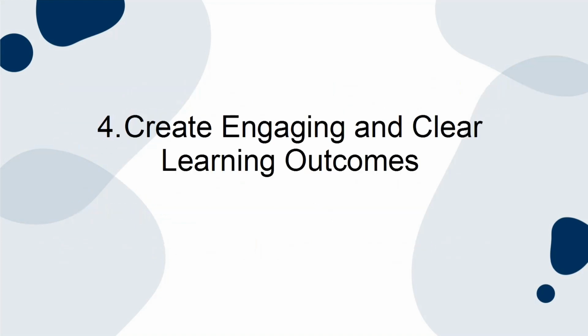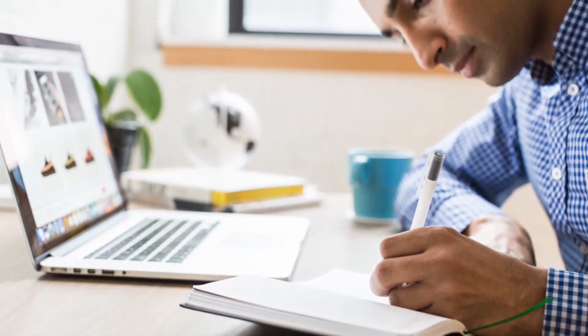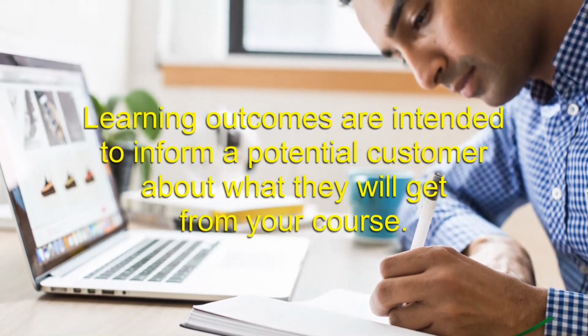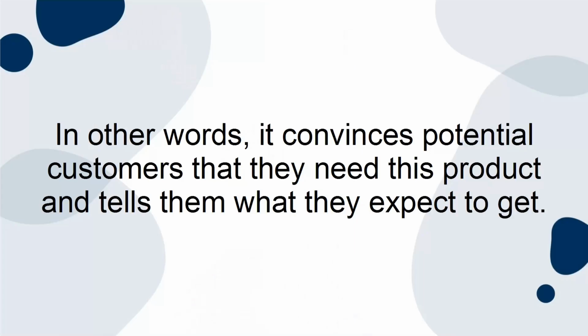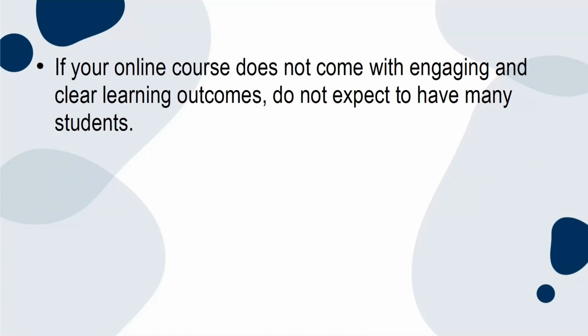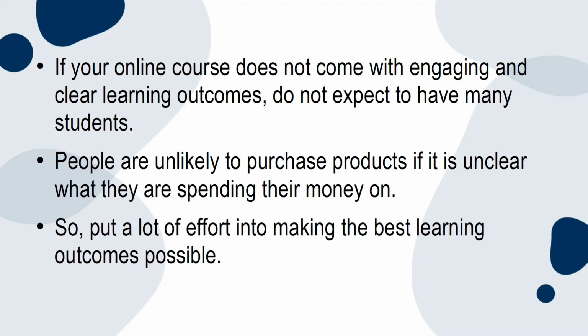4. Create engaging and clear learning outcomes. The fourth thing to know before launching your online course is to create engaging and clear learning outcomes. Learning outcomes are intended to inform a potential customer about what they will get from your course. In other words, it convinces potential customers that they need this product and tells them what they can expect to get. If your online course does not come with engaging and clear learning outcomes, do not expect to have many students. People are unlikely to purchase products if it is unclear what they are spending their money on, so put a lot of effort into making the best learning outcomes possible.